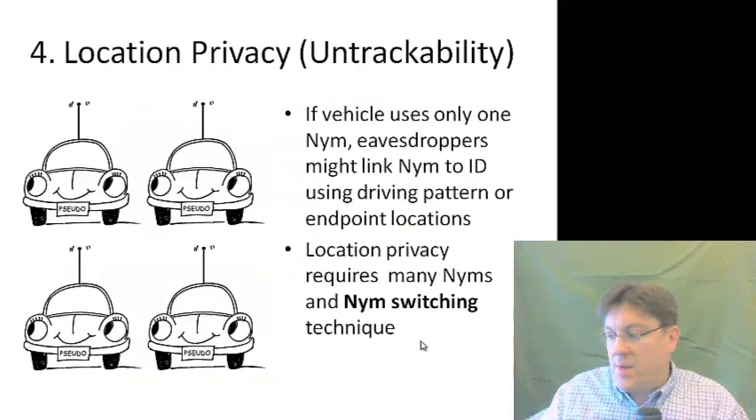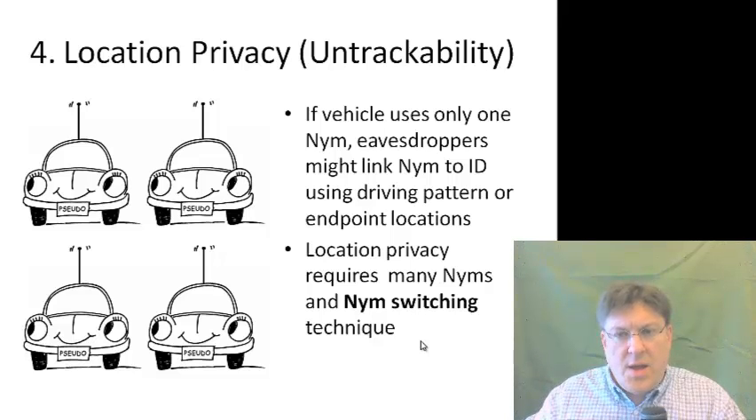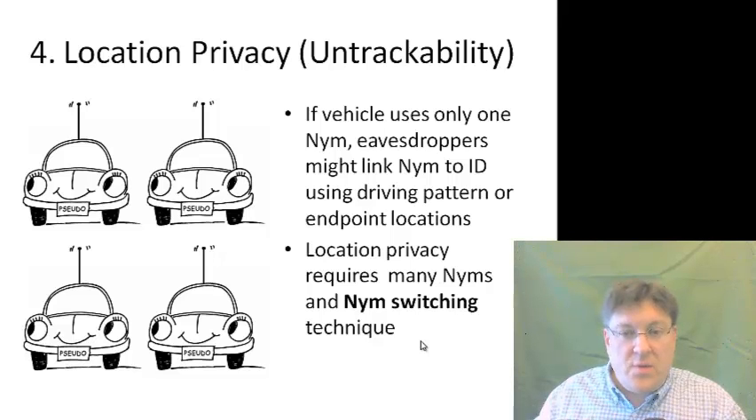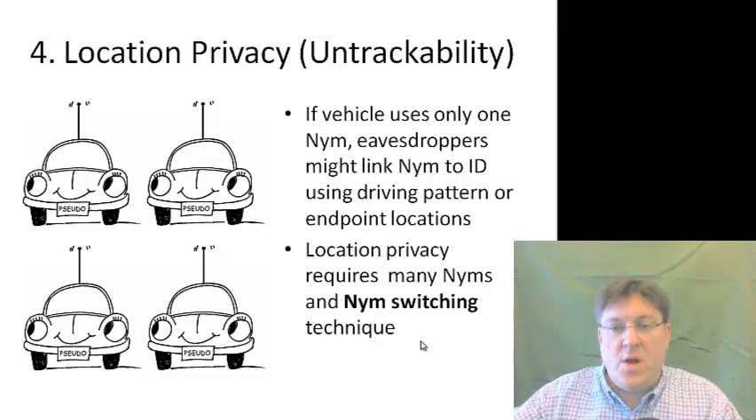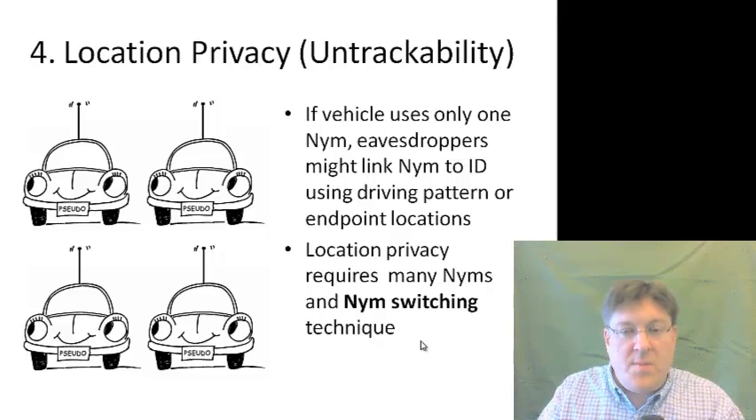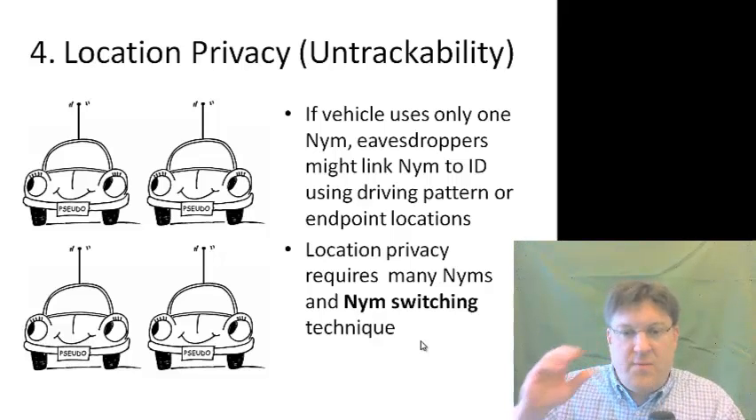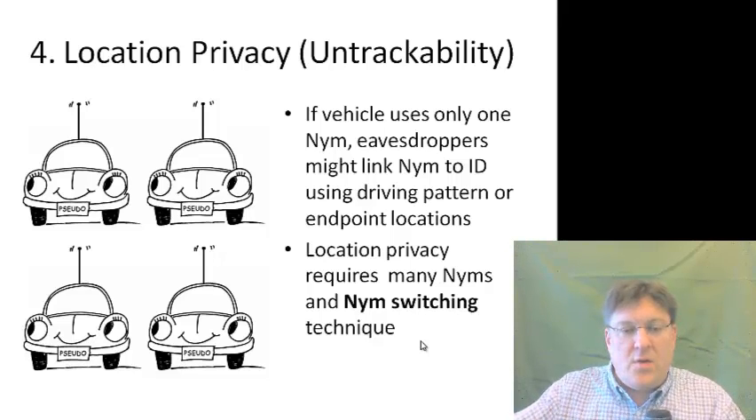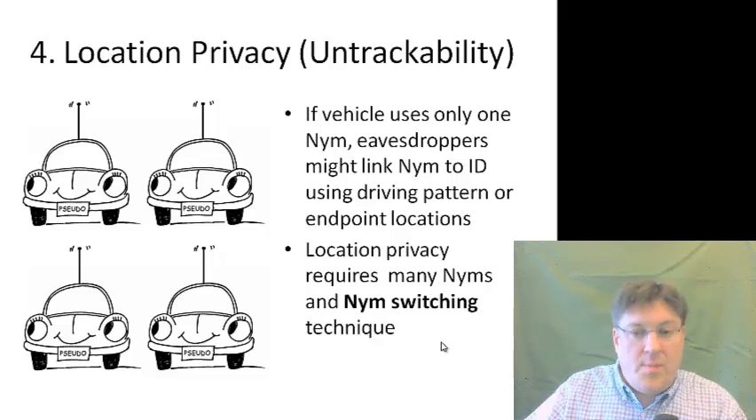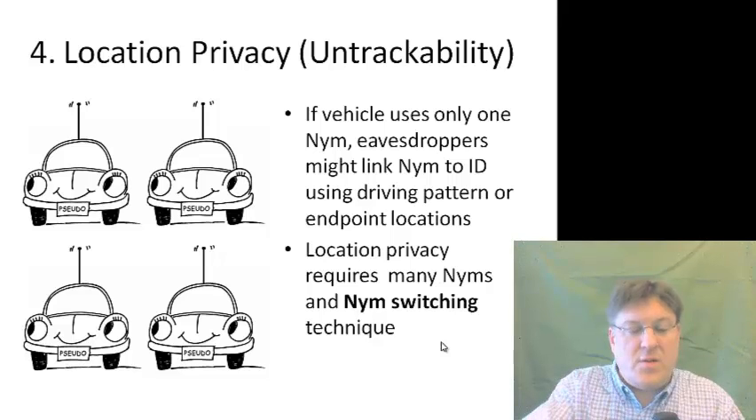And this goes back to the untrackability point that we were making earlier. If a vehicle only uses one pseudonym, it may as well be the real vehicle ID, because it wouldn't take much time before, by following the trajectories of that pseudonym, you could see the pattern of driving and identify who the vehicle owner is. So what's suggested is to have many pseudonyms and some kind of pseudonym switching technique, so that when cars change from one pseudonym to the other, the pseudonyms are unlinkable. The past and the present one are unlinkable with each other.